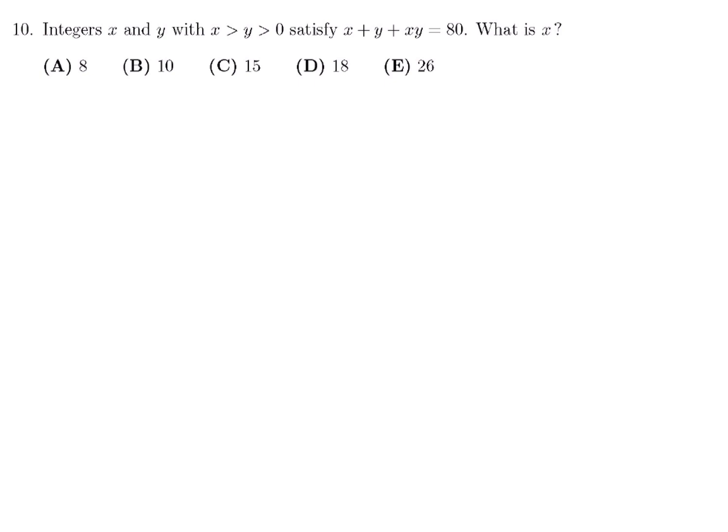Integers x and y with x greater than y greater than 0 satisfy x plus y plus xy is 80. What is x? All right. Do you just do this by inspection, or not really sure here? I guess we can. There's only one equation and 2 variables, so that basically means you do it by inspection, because you need 2 equations and 2 variables in order to solve.